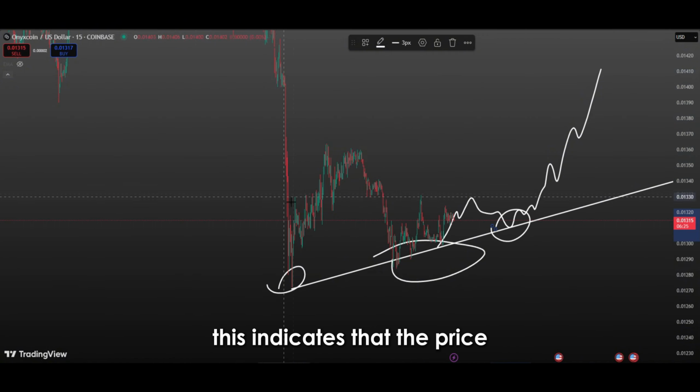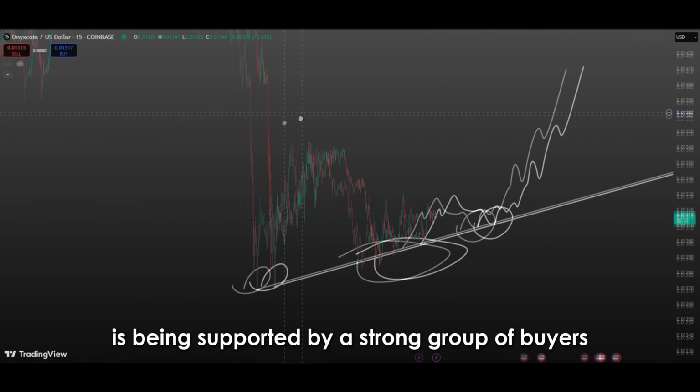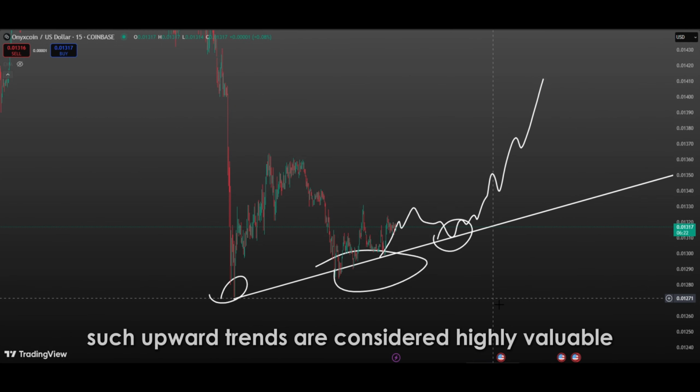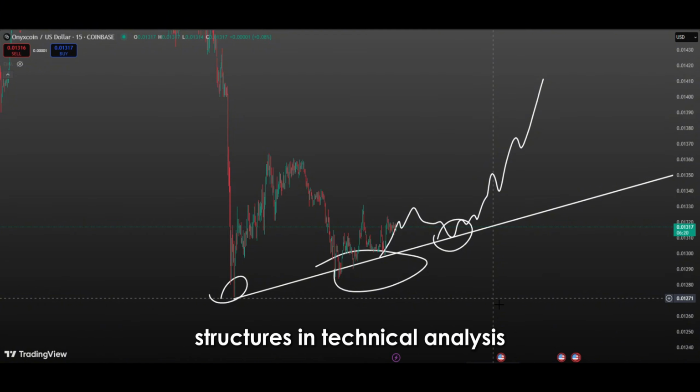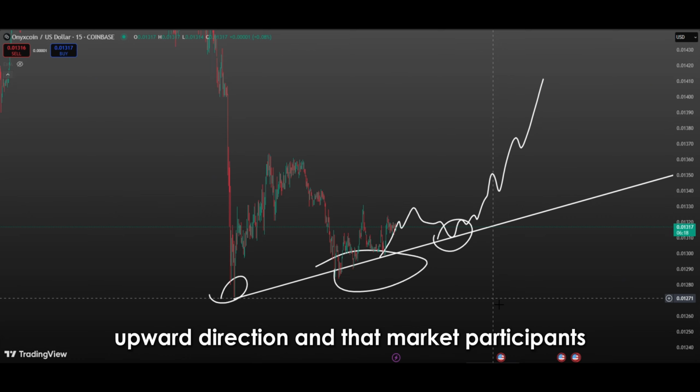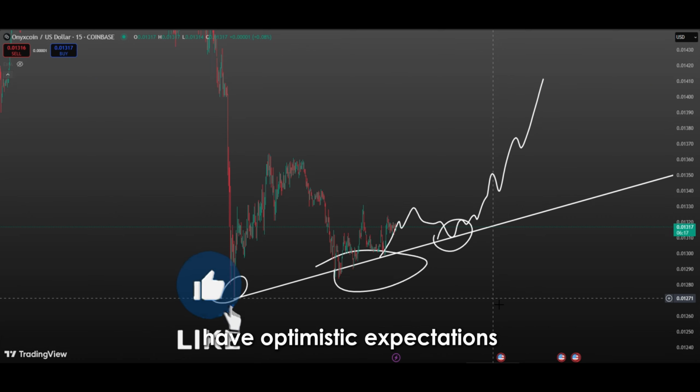This indicates that the price is being supported by a strong group of buyers and that the upward trend is continuing with determination. Such upward trends are considered highly valuable structures in technical analysis because they suggest that price action is developing in a healthy upward direction and that market participants have optimistic expectations.